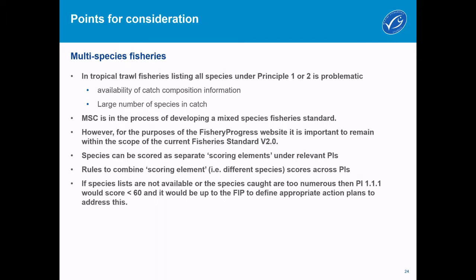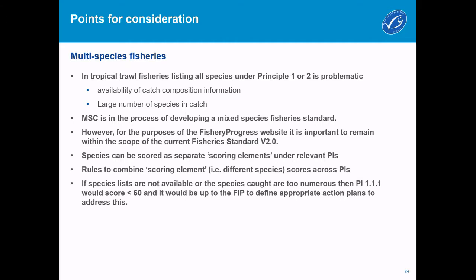We also recognise that listing all your species under P1 or P2 is quite problematic, especially if you have a trawl fishery that catches way over 100 species. It's going to be difficult because there probably won't be the catch composition information due to the large number of species. And especially in developing countries, quite often that information is very hard to come by.